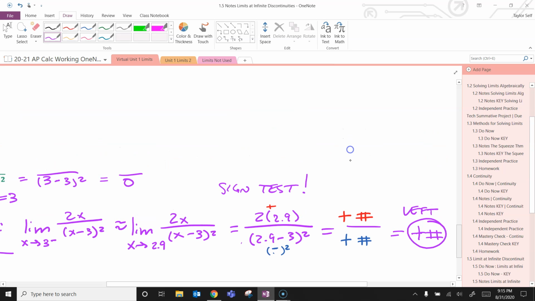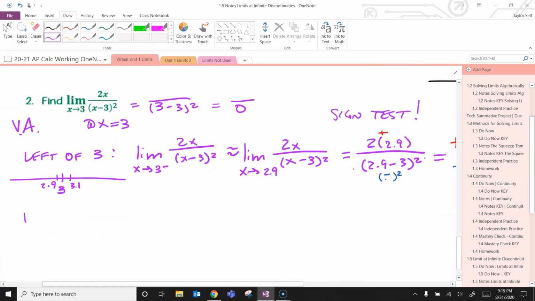If we wanted to draw it, it would look like this. What are we approaching? 3. 1, 2, 3. Asymptote is at 3. And then the left-hand side is going up to positive infinity. Cool. Now let's do the right-hand side. Right of 3.